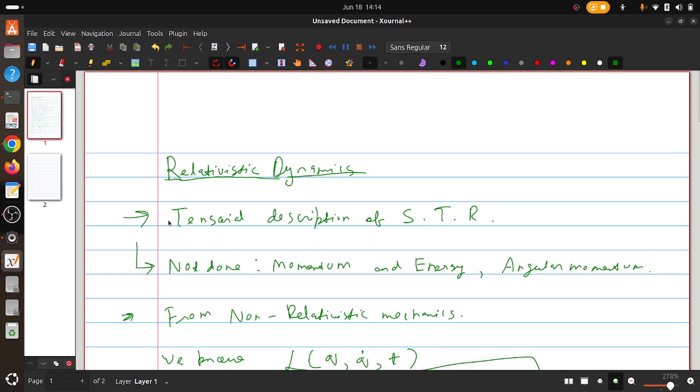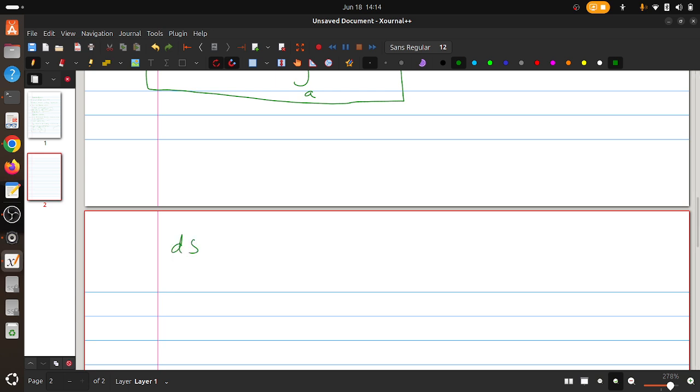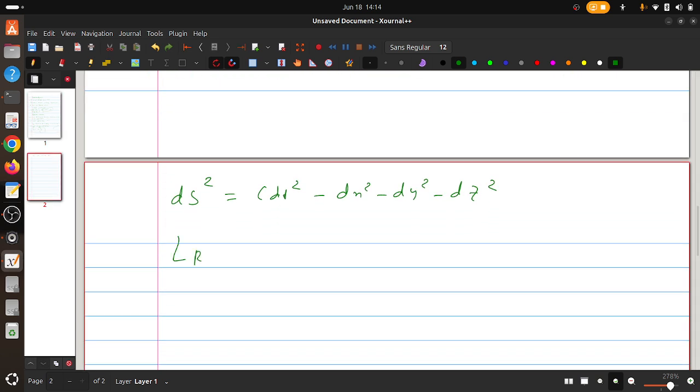Okay, so now we already know a particular form for ds. We know what ds exactly is in relativity, so let us just do that. Let us write ds square first. It was c squared dt squared minus dx squared minus dy squared minus dz squared. This was our ds, and when you take the square root, it would be everything inside the square root. So the relativistic Lagrangian would be alpha times the square root of c squared dt squared minus dx squared minus dy squared minus dz squared.